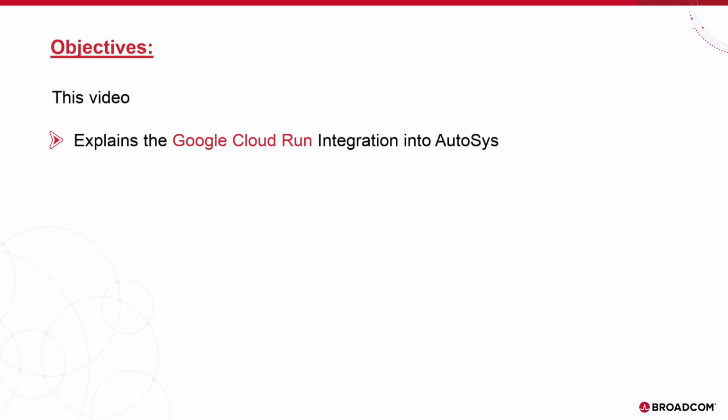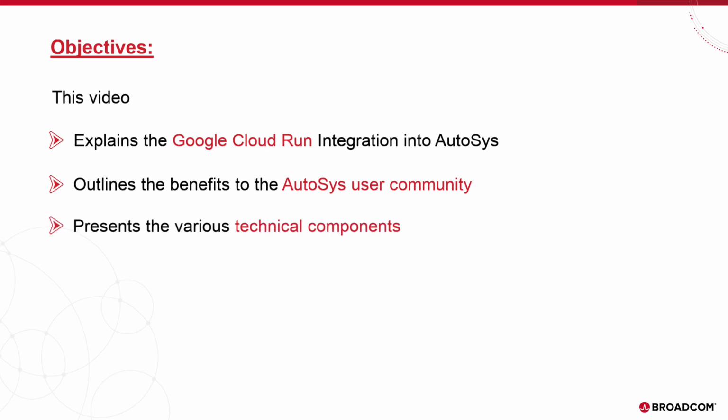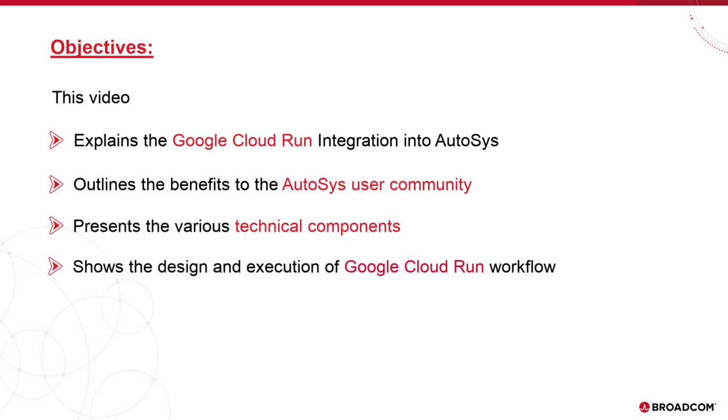In this video, we'll provide a high-level introduction to how AutoSys integrates with Google Cloud Run to automate and monitor container-based workloads, and the value it brings to the AutoSys community. You'll learn about the core integration components, the deployment sequence, and how Google Cloud Run services and jobs are triggered, executed, and monitored from AutoSys. Finally, we'll walk through a high-level demo.